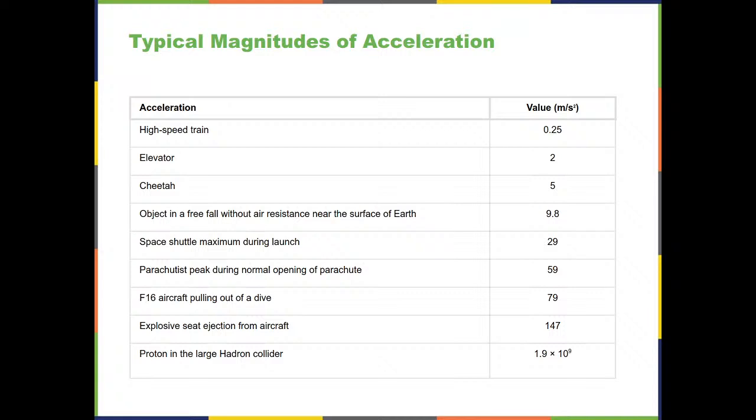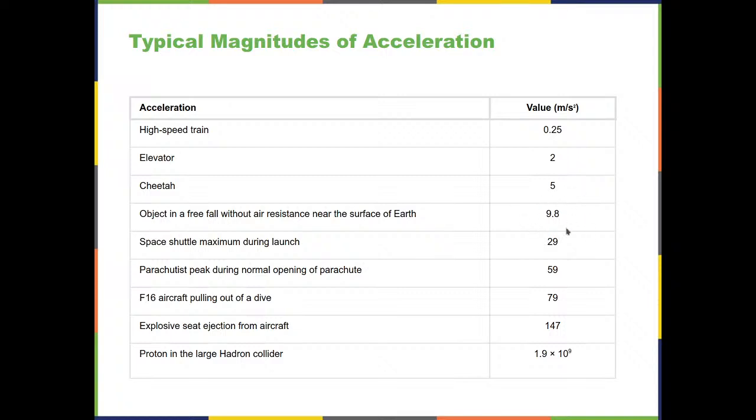So typical magnitudes of acceleration. You might have a feeling for what magnitude of velocities are common in meters per second. I didn't introduce those, but magnitudes of acceleration you might not have as much feel for. So typical magnitudes when you take a train is less than 1 meter per second squared. An elevator accelerates a bit faster. So that's 2 meters per second squared.